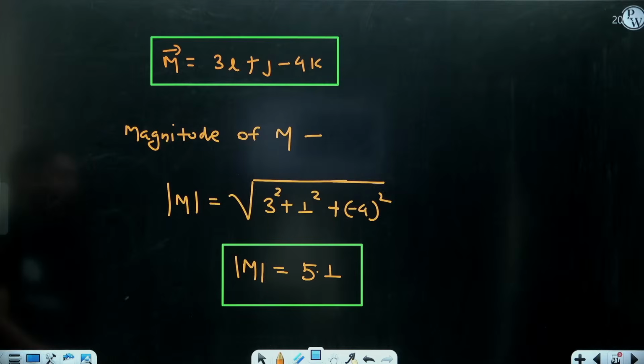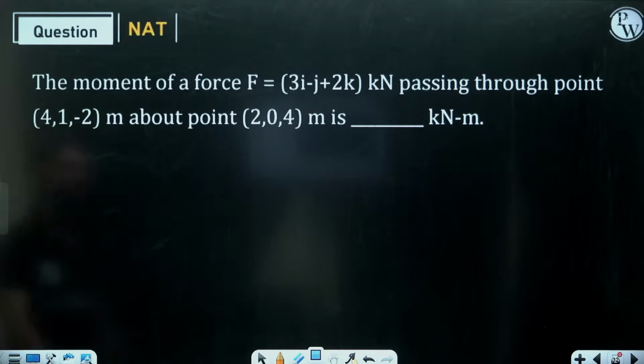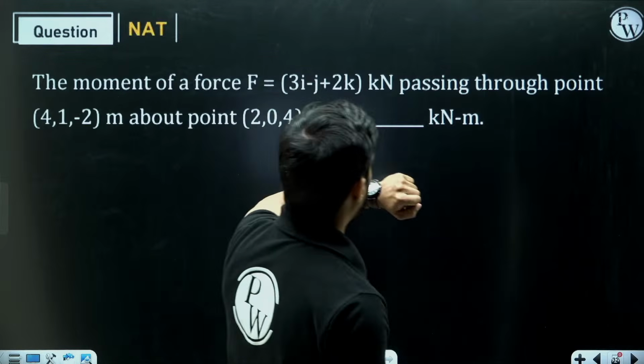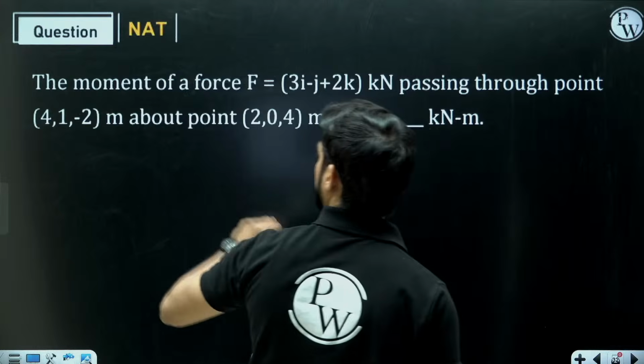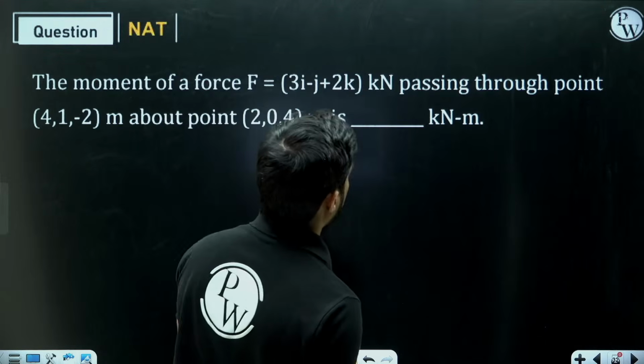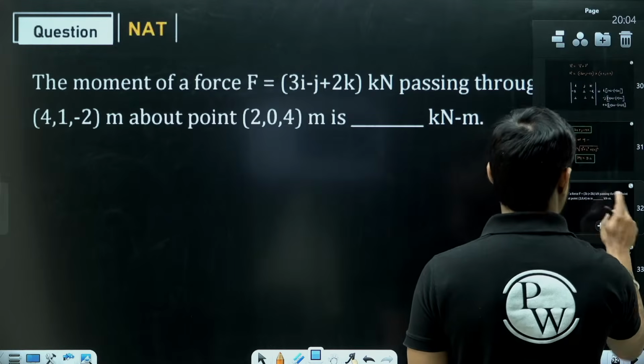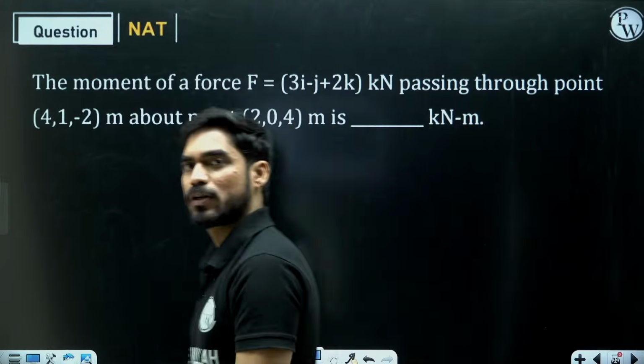Okay. Let's solve another one in order to understand. The moment of a force F equals 3i minus j plus 2k kilonewton passing through point (4, 1, -2) meter about point (2, 0, 4) meter is. Now this time they are asking us to find the magnitude. Okay. So how do we calculate it?